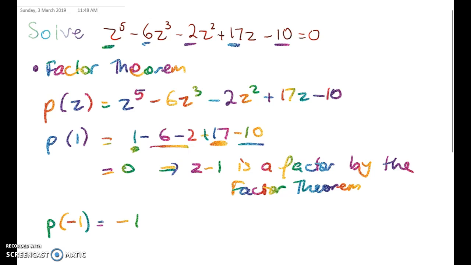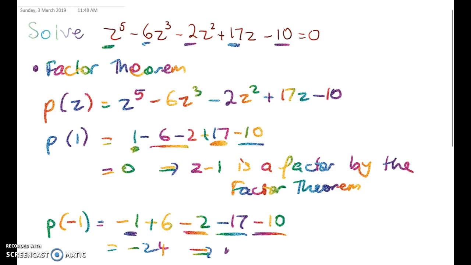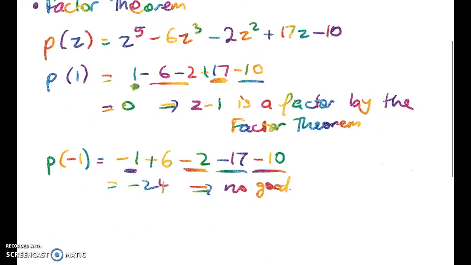So we get negative 1 plus 6, so minus negative 6, minus 2, minus 17, minus 10. So this is not looking anywhere near as good because I can see that I've got negative 3, negative 20, negative 30, negative 24. So no good, or not a factor. I'm going to try a couple more. Also, if you're doing this in an exam situation, the factors are almost always going to be, at least to start with, nice integer values.